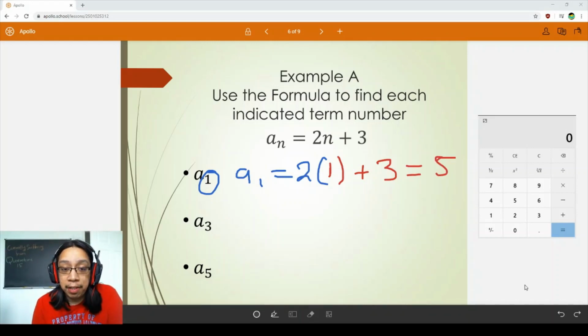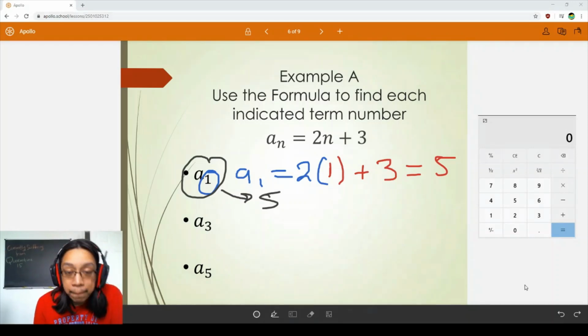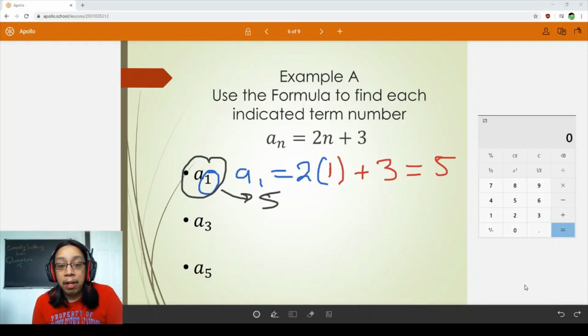So what does this tell you? This tells us that the first number in our list is going to be the number 5. How did we get there? All we did was we used the formula that they gave us. We plugged in the number that we're looking for and got out the number that's in that spot. That's all you have to do with these types of formulas.